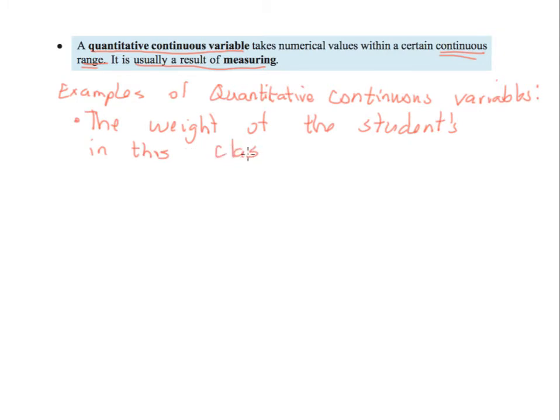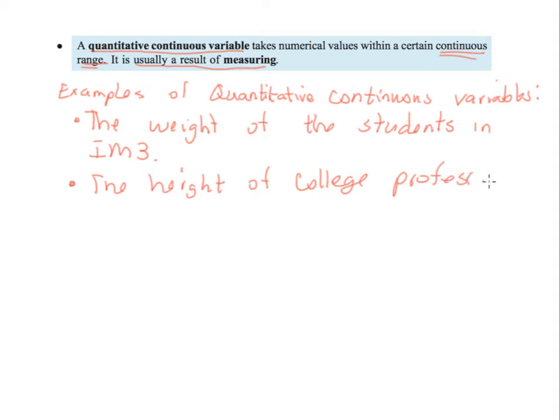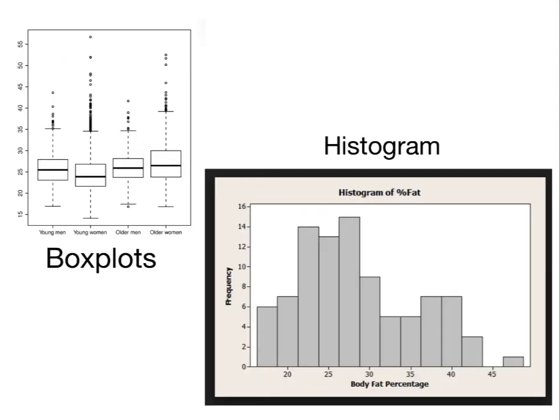One example would be the weight of the students in the Integrated Math 3 class. Another example of a quantitative continuous variable is the height of college professors. And then another one is if you were measuring the length of time that a rocket takes.